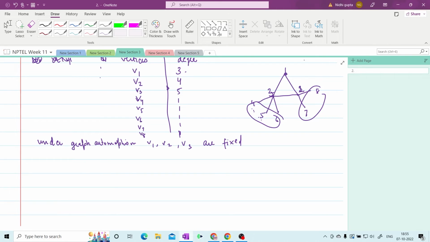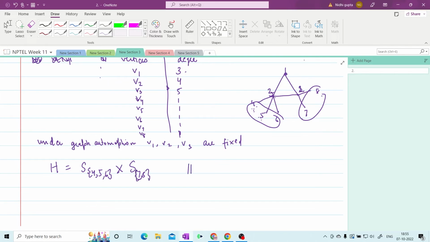4 can't go to 7, 4 can't go to 8, because 2 and 3 are fixed, so 3, 4 would have to map to an edge, but we don't have an edge going from 3 to 7 or 8. So 4, 5, 6 should be permuted among themselves, and 7, 8 should be permuted among themselves. So H is basically permutations on 4, 5, 6 cross permutations on 7, 8.